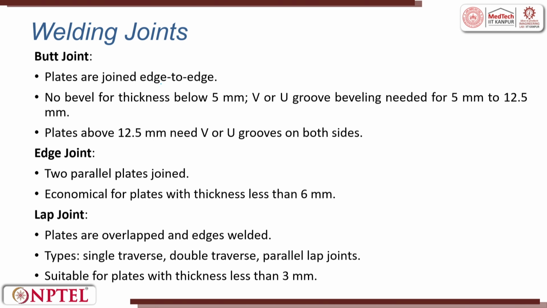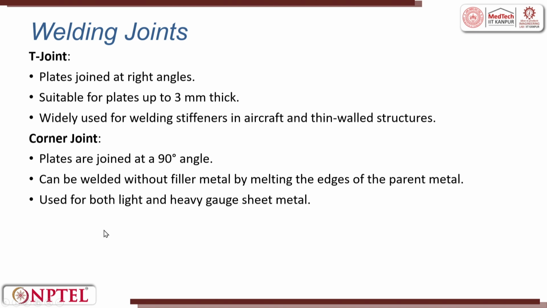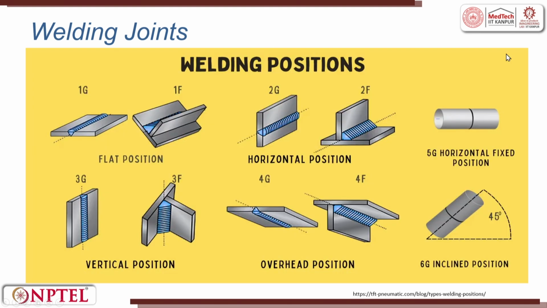Plates joined edge to edge is a butt joint. Two parallel plates joined on the top is called an edge joint. A lap joint is one plate overlapping the other. T joints have one plate at a right angle, and corner joints are at 90 degrees. So, it is a plate, and this is a plate perpendicular, at 90 degrees.